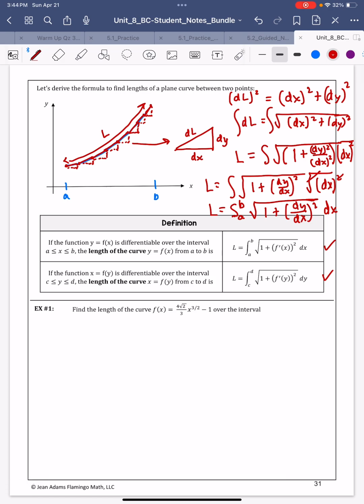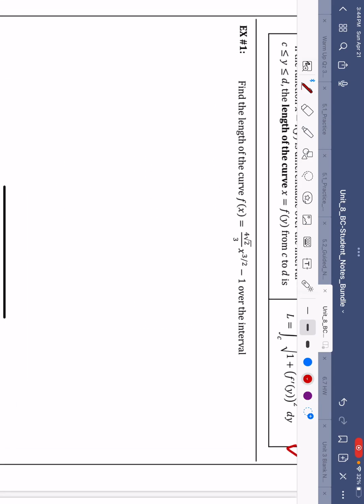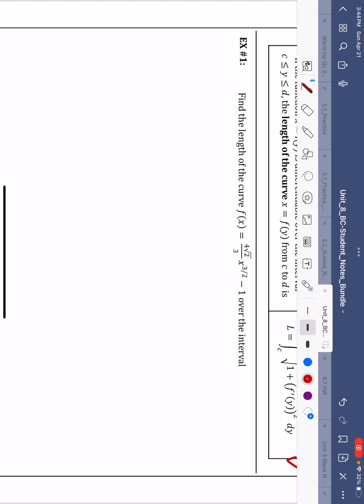So now, let's go ahead and look at example number 1. And since our formula involves an integral and a derivative, we do need to take that derivative. So for this function, we're going to bring the 3 halves down, x to the 3 halves minus 2 halves. And then, of course, the derivative of -1 is 0. So the 3's cancel, divide by 2, I get 1, divide by 2, I get 2. And I end up with 2 times the square root of 2 times the square root of x, which is 2 times the square root of 2x.